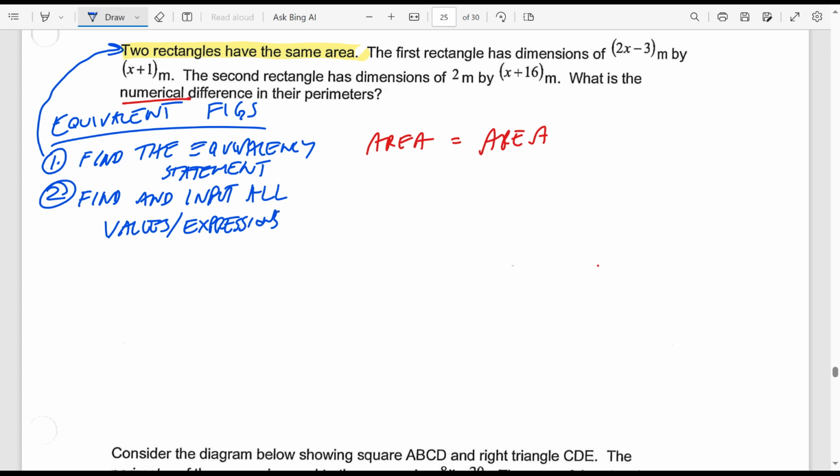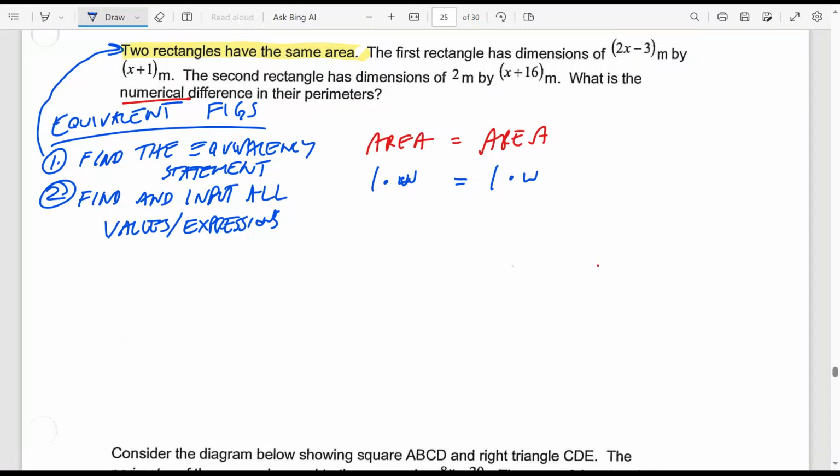So what is the area of a rectangle? It's length times width. Now let's read through the rest of the question. It says the first rectangle has a dimension of 2x minus 3 meters by x plus 1 meters. The second has dimensions of 2 meters by x plus 16 meters. What is the numerical difference in their perimeters? So, two most important parts of this question. Number one, equivalency statement. Number two, it's saying I need a numerical value. I need a real value. So that means I have to find a value for x.